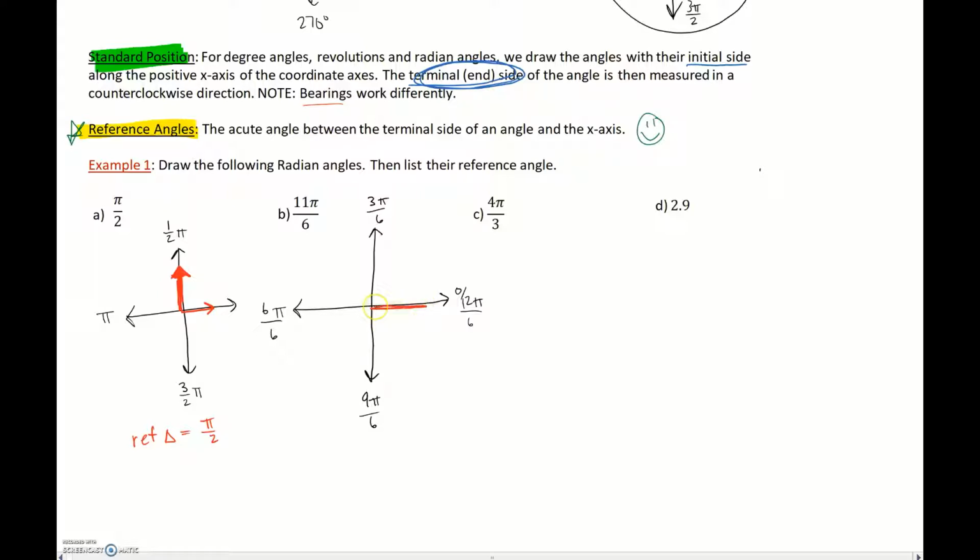So here's the initial side. And if I'm measuring around this way, I would stop about there, and maybe a little closer, but that's good enough. This is 11/6 of a pi, and there she is.